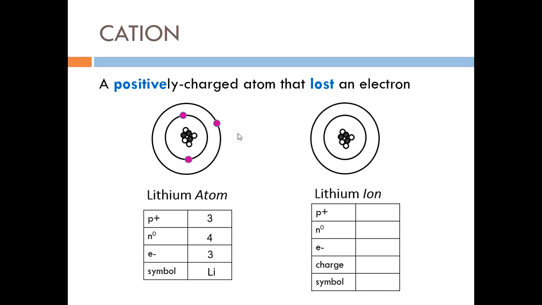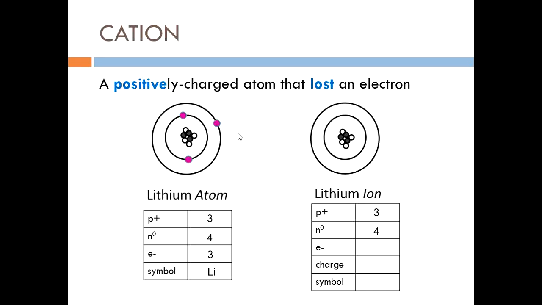Lithium ion has the same number of protons, 3, and the same number of neutrons, 4. But now the electrons, and I will tell you in this video if they gain or lose electrons. Later on you will know which elements will gain or lose and how many. But for now I'll tell you that the lithium atom will lose 1 electron.